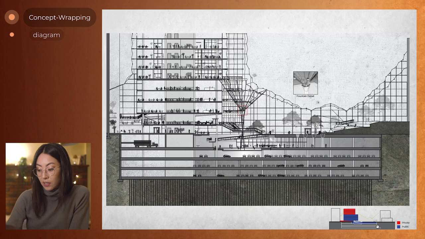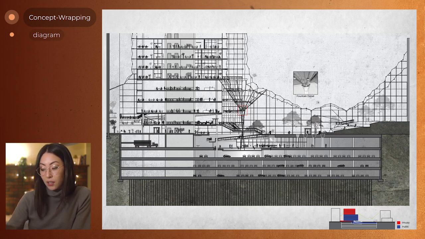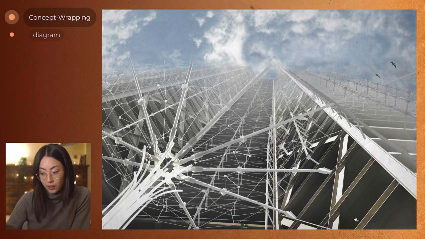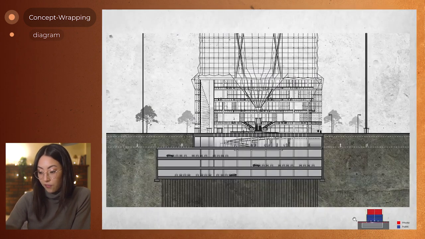So this is a public-private diagram showing the red section as the private and all of the blue section as the public. And this is directly connected to my concept of symbiosis, which means a mutually beneficial relationship. And then on the next page, I'll have a rendering showing this fountain detail.